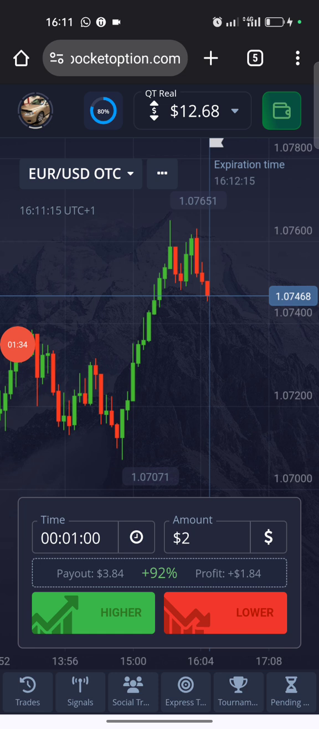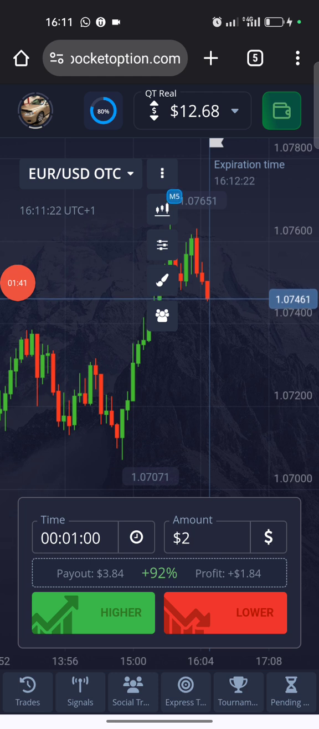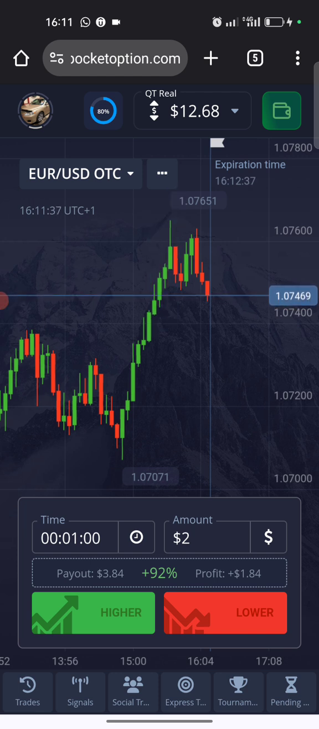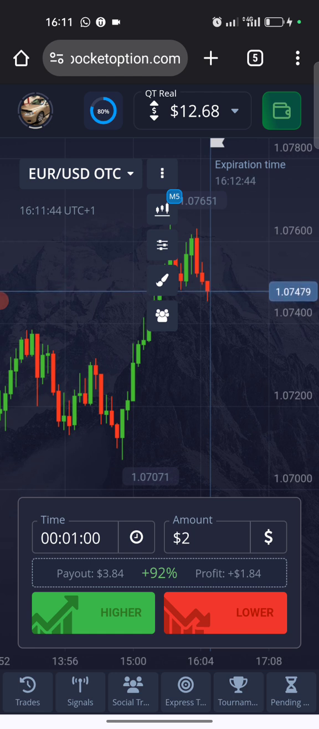Let's move to this particular three lines right here. This place is where you get access to your candles, your timer, and other instructions that you actually need to go ahead. So let's start from this first one. All right, so let's move now. This is where the timer is.